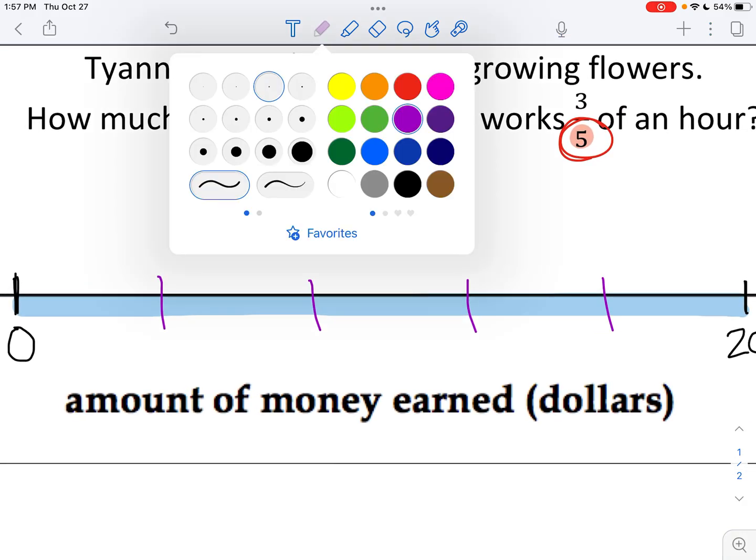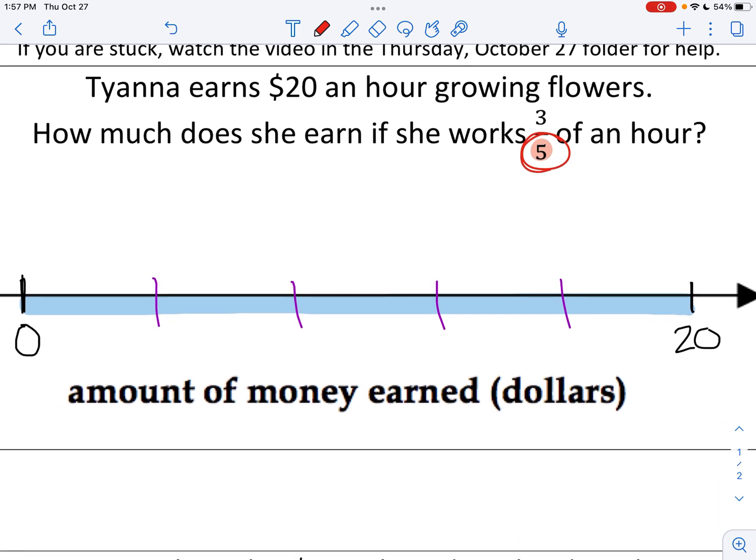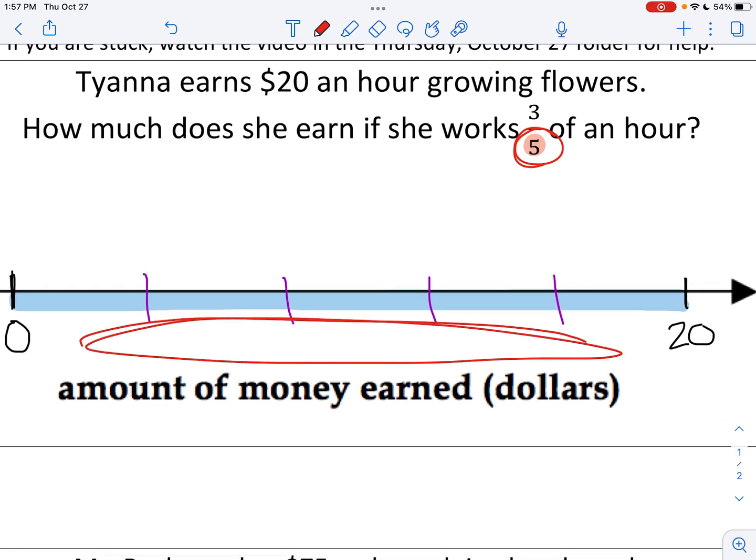I'm going to quickly number my parts so I can just be sure. 1, 2, 3, 4, 5. Yep, I've got 5 blue parts. Okay, this is a spot where people are getting stuck. They're not quite sure how to fill in the numbers that go down below my blue parts.